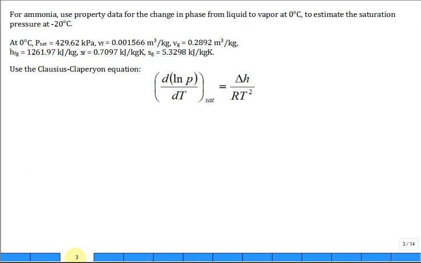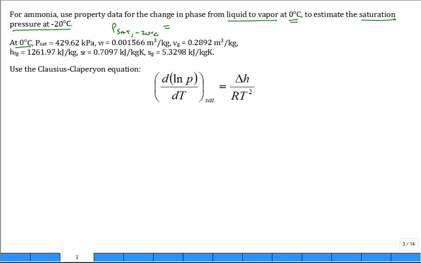They say ammonia, they have some property data, and how does it change from a liquid to a vapor at 0 degrees C. So at 0 degrees C, they say the saturation pressure is so many kilopascal, V sub F and V sub G are given, H of Fg is given, S of F and S of G are given. Estimate the saturation pressure at -20. So what is Psat at -20 degrees C, not knowing any measurements at -20, but only the measurements at 0?